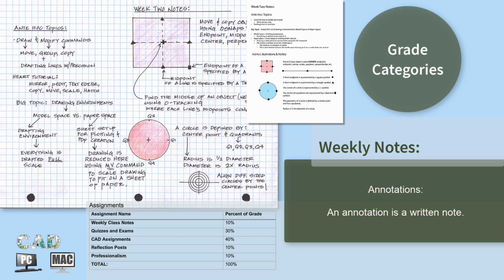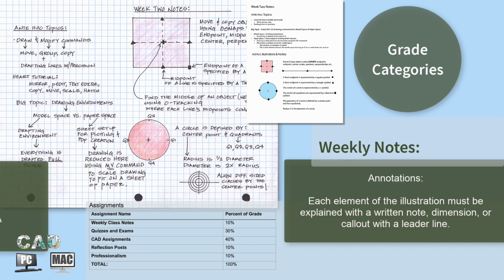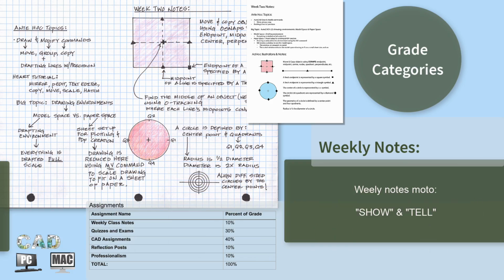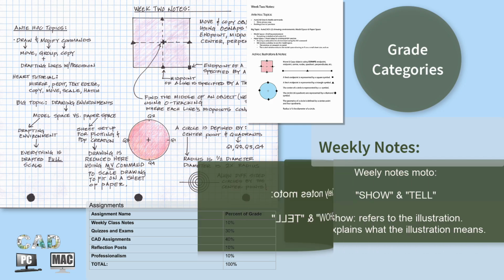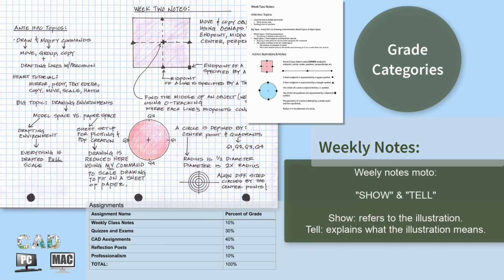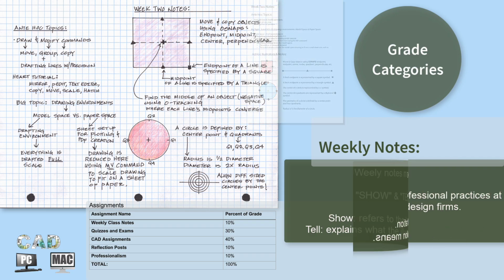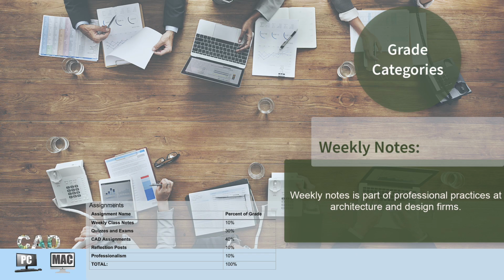Annotations. An annotation is a written note. Each element of the illustration must be explained with a written note, dimension, or call out with a leader line. Use the show and tell approach. Show refers to the illustration, while tell explains what the illustration means. Note-taking is a standard professional practice in architectural design meetings.